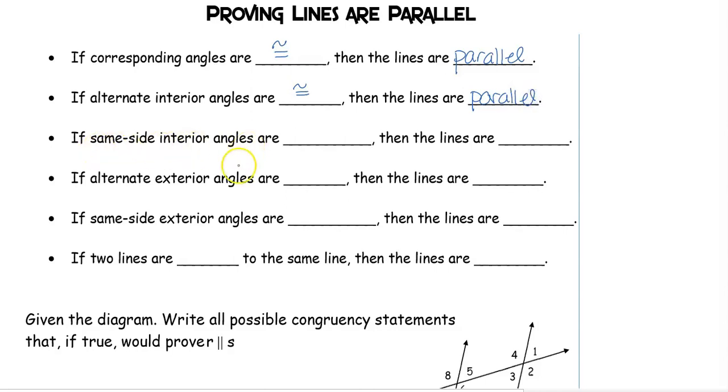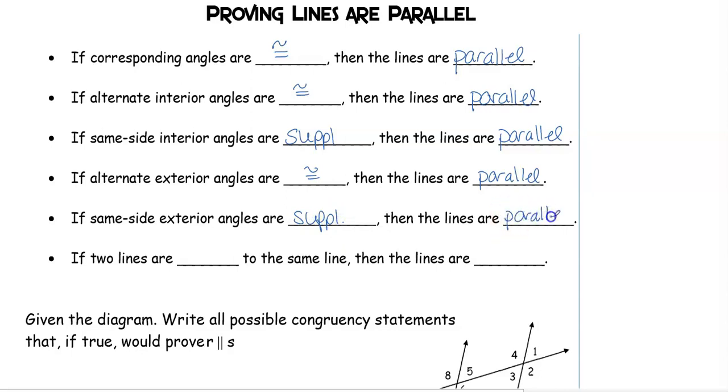If same side interior angles, so we are looking for a supplementary relationship there. If the angles are supplementary, then the lines are going to be parallel to each other. If alternate exterior angles are congruent, then the lines are parallel. If same side exterior angles are supplementary, then the lines are parallel.